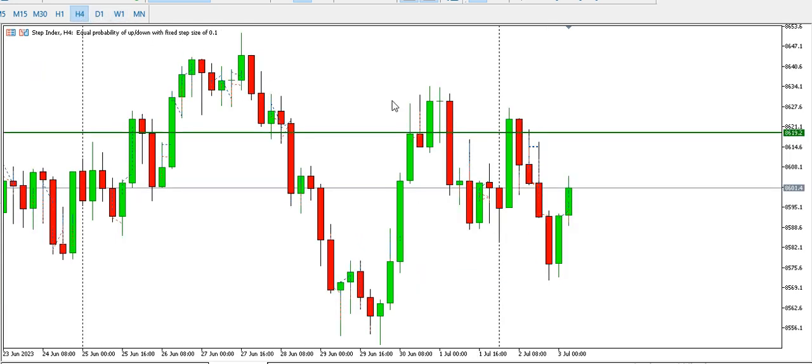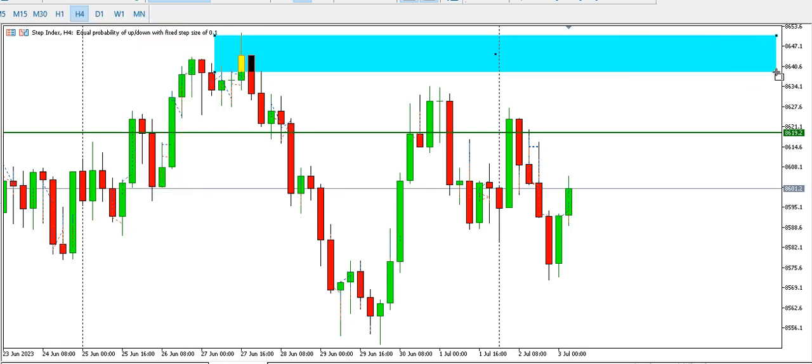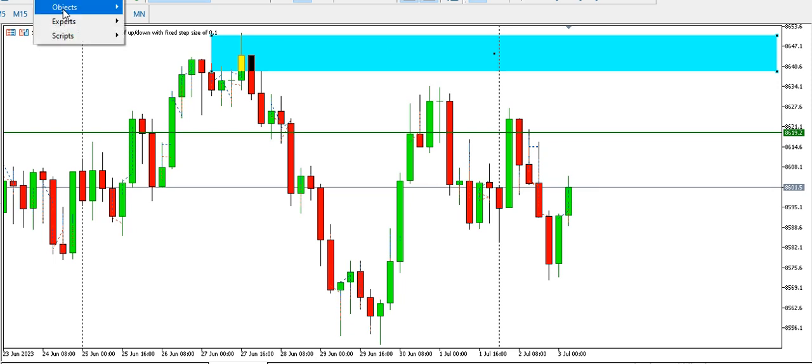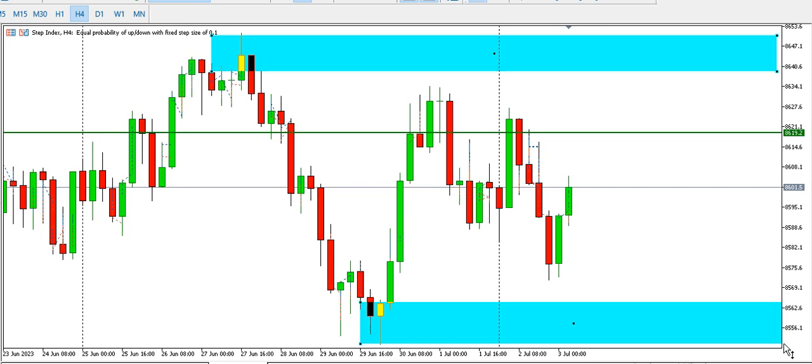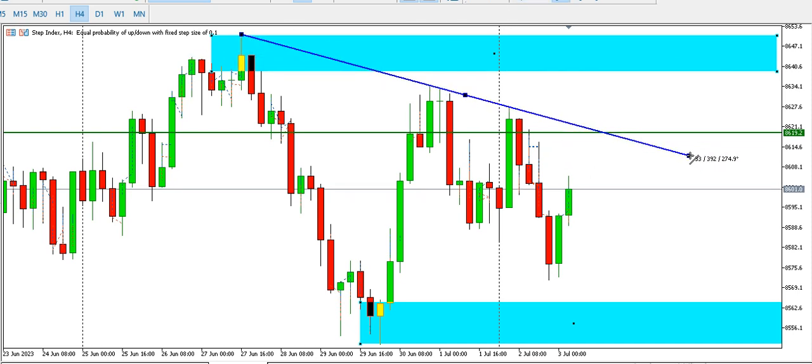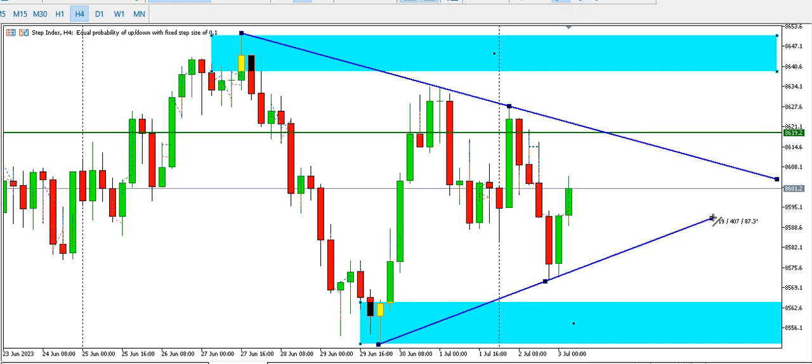Still on the 4-hour time frame, price is also ranging. We have the range top for the 4-hour time frame step index at this particular point, and we have the range bottom at this particular point. So the range is expected to continue for some time, for some days, for some weeks, until we see a breakout. But for now, we have a descending trend line around here, this particular descending trend line. We have an ascending trend line somewhere around here.